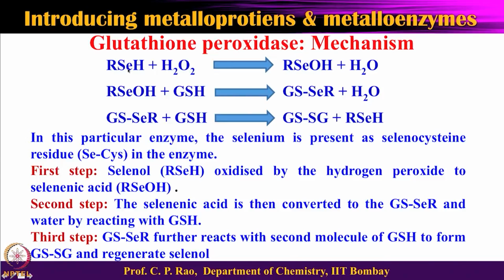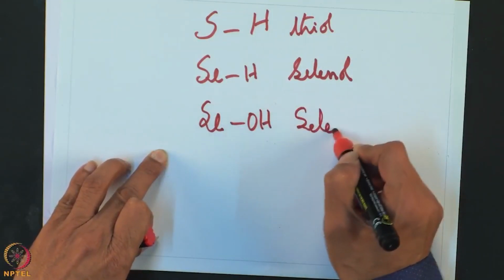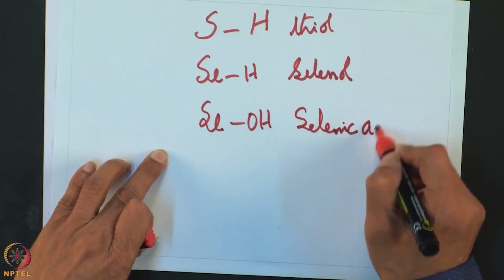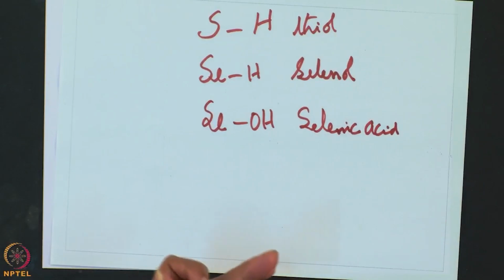Now, in this reaction, the selenocysteine, which is not a free simple amino acid, we are talking about it in the enzyme, acts on the H2O2 and initially gets oxidized to SeOH, and this is selenic acid. So, if you make Se into OH, this is selenic acid. So, thiol, selenol, selenic acid.